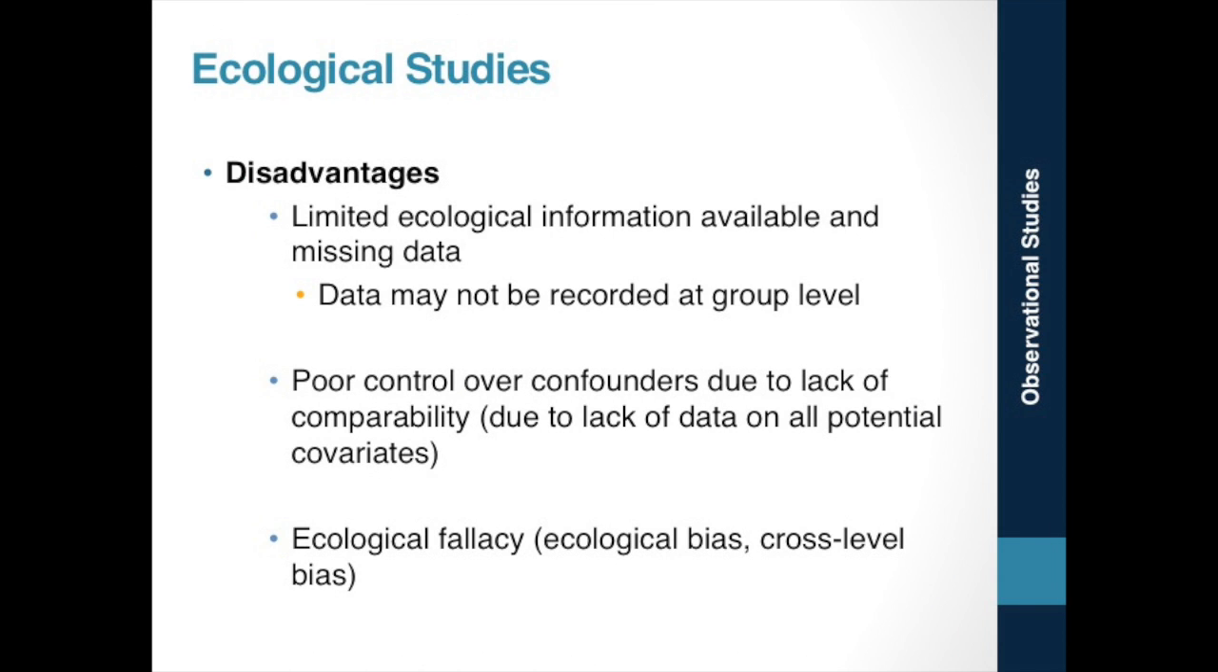Despite these advantages, ecological studies have some problems of interpretation when making inferences at the individual level. So the correlation at the group level might be valid in an ecological study, but the correlation might be invalid as a statement for individual causal effects. So we often require both ecological and individual level data to make valid inferences. One example of this problem is known as the ecological fallacy, also known as ecological bias or cross-level bias.